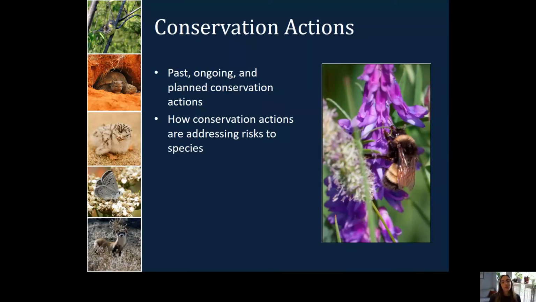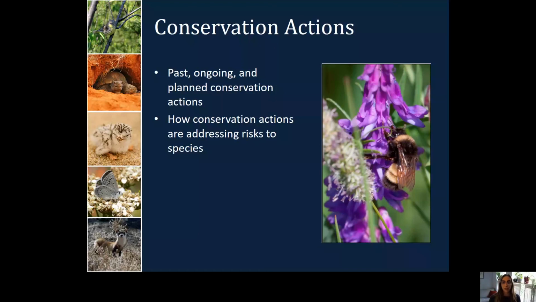Lastly, we also gather information on conservation actions that may be benefiting the species or mitigating or ameliorating the identified threats to the species. Such conservation plans and efforts may be regulatory or voluntary in nature. We consider both past and ongoing conservation efforts and how they're addressing risks to the species. So we may also identify conservation efforts that are in the planning or pre-implementation stages and how those may benefit the species or its habitat.